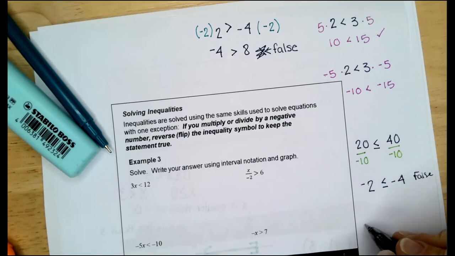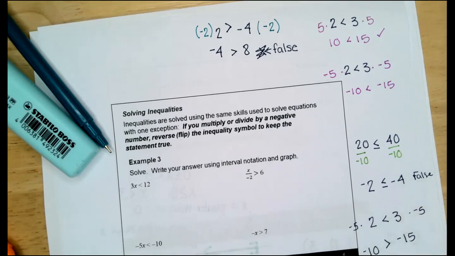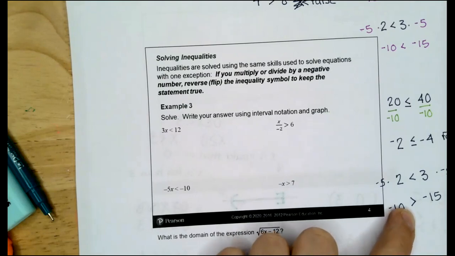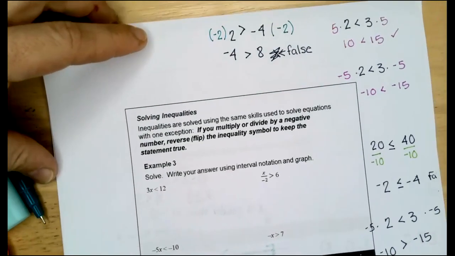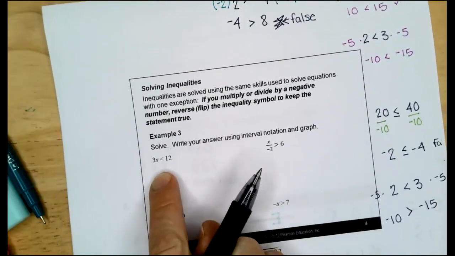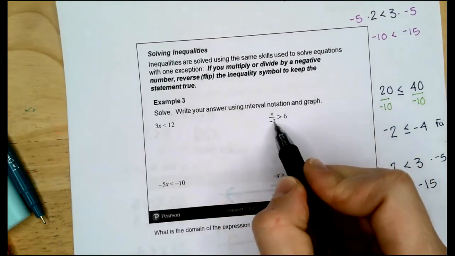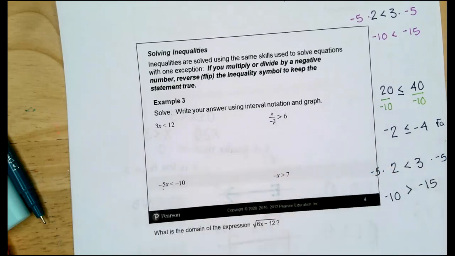That just means if I have 2 is less than 3 and I multiply by -5, I also need to flip this sign around. So 3 times -5 is -15. 2 times -5 is -10, right? That's still true. -10 is bigger than -15 on a number line. Okay. So we're just going to use the same rules you'd use as though this were an equal sign, except if you have to multiply by a negative or divide by a negative to solve. All right.